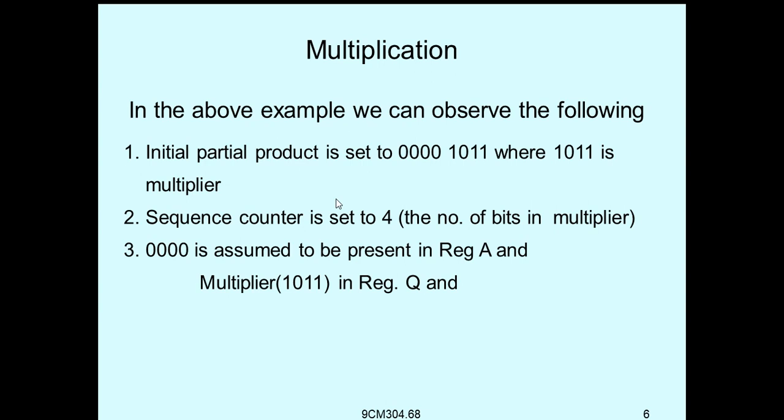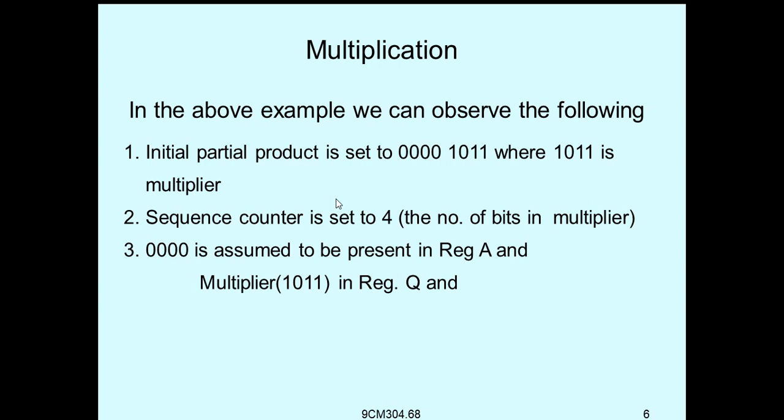So initially take one example first. Take two numbers, and here my two numbers are 9 and 11. The multiplicand is 9, the multiplier is 11. So now the two numbers are ready to perform the multiplication operation.